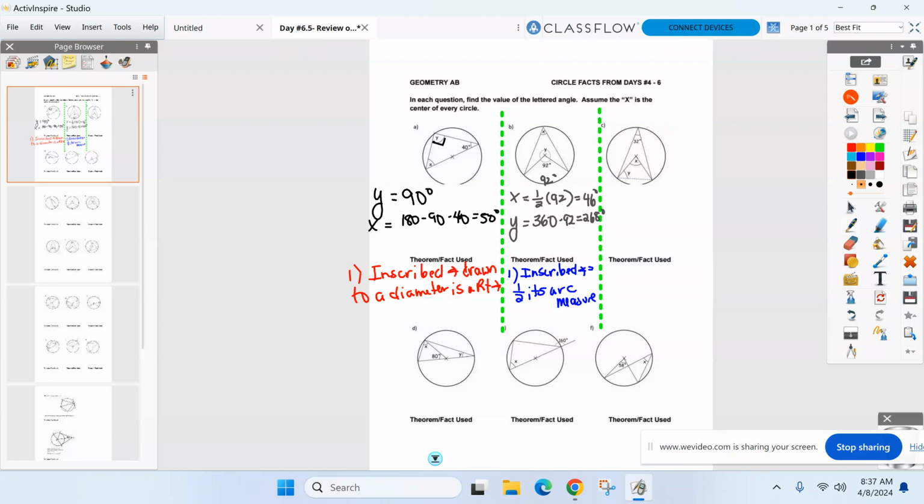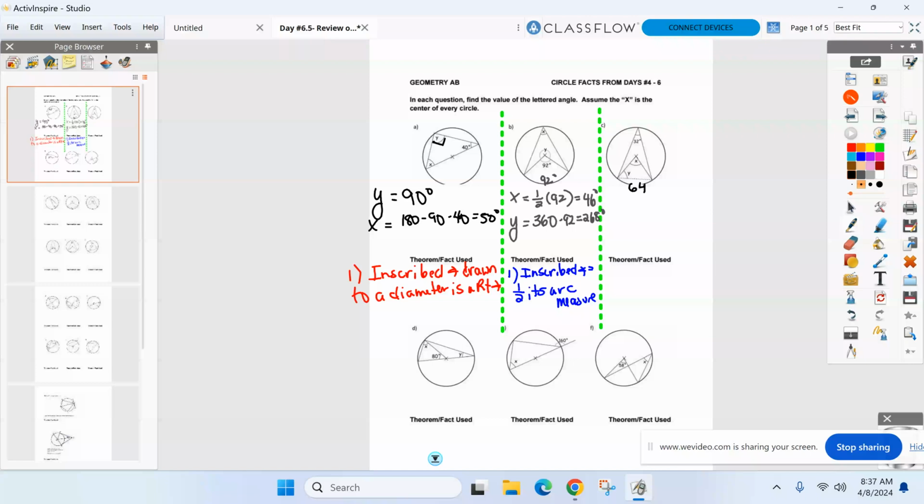All right, part C. 32, what type of angle? Inscribed, so I can find its arc. Its arc won't be 32, though. They're not equal to each other. That's a central angle. So if the inscribed angle is 32, what about its arc in this case? Not 32, but double it. Double it. Good. 64.